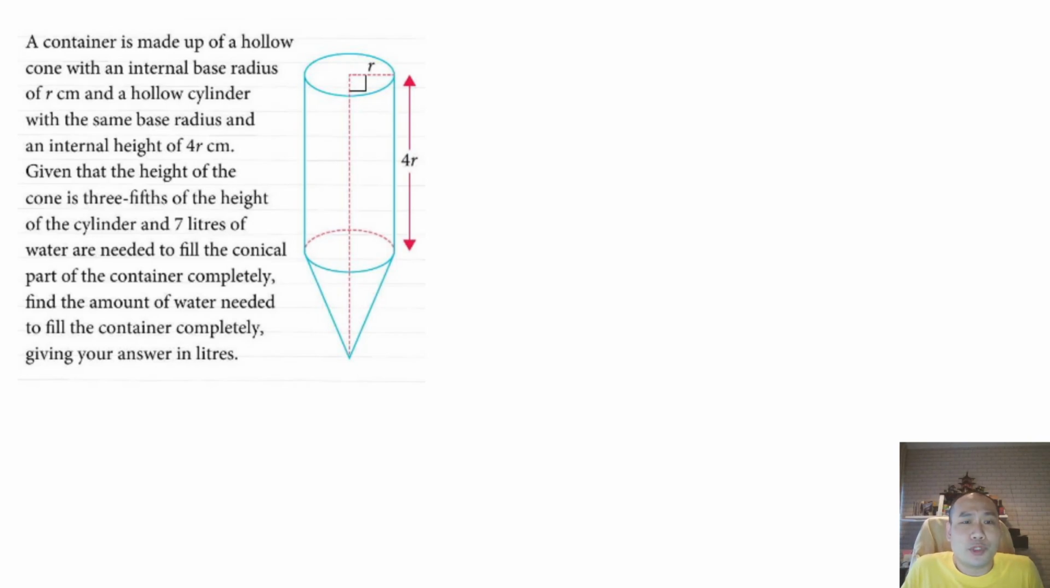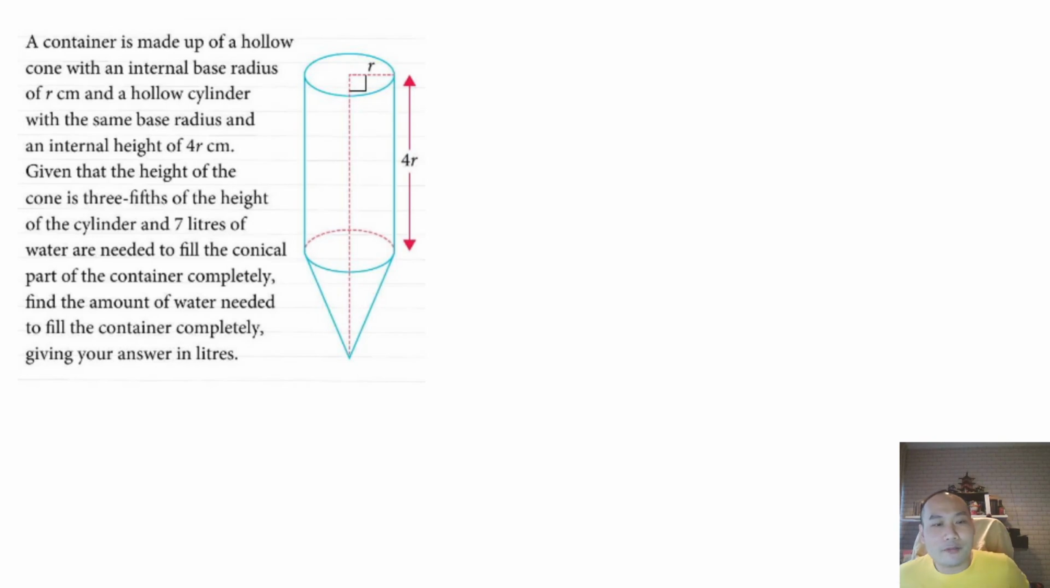So what do we have here? We know that the radius is given as r, and the height of the cone is given as 4r. We are also told that the volume of the cone is 7 liters. If we want to convert it to units we are more familiar with, 7 liters is 7 times 1,000, which is 7,000 cubic centimeters, or sometimes just called cc. Some people use that abbreviation. So this is fine.